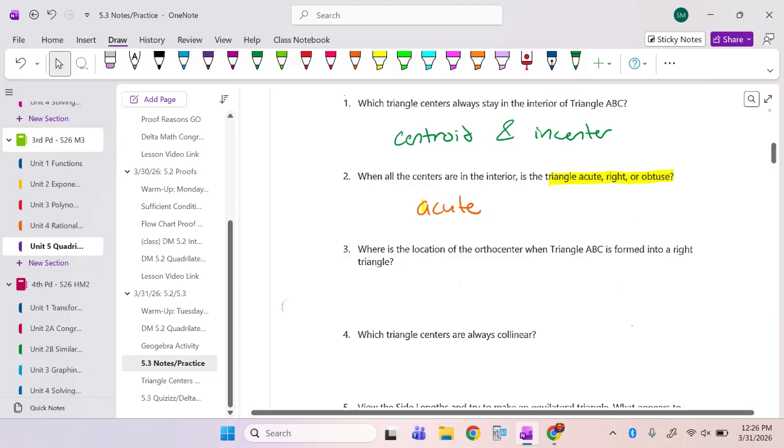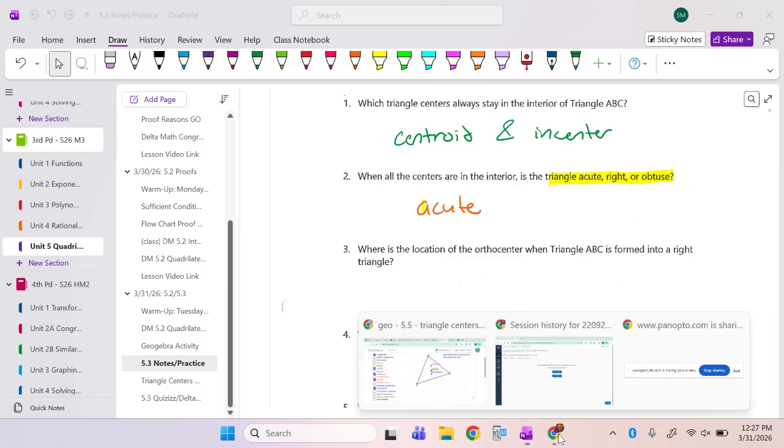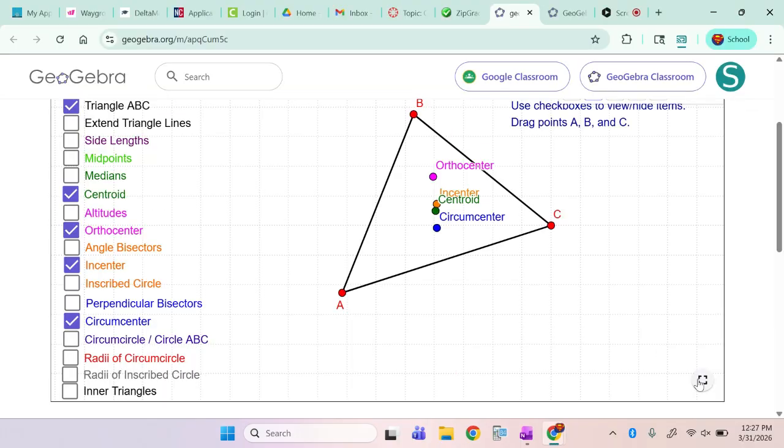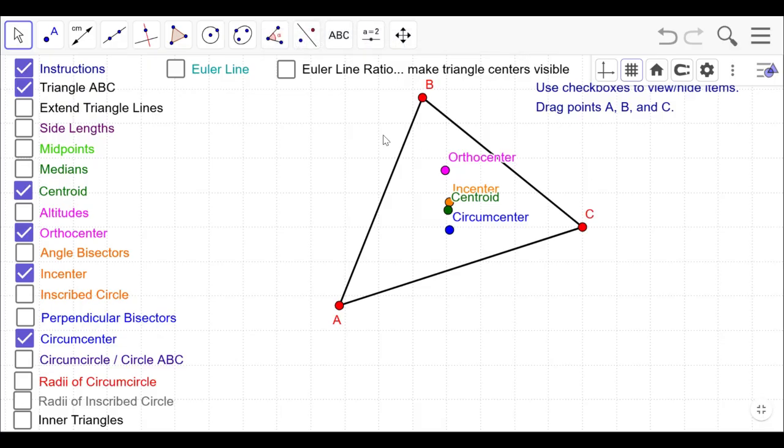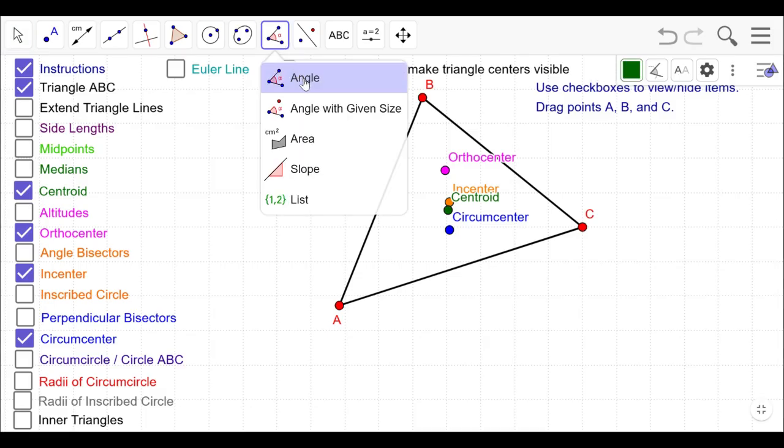Now, where is the location of the orthocenter when it's formed into a right triangle? So before I do that, I need to get some angle measures. So here's what I want you guys to do. So watch me carefully. We're going to do this step by step. First things first, I want you to go up here and click on this little button that has the angles. All right, it's at the very top of the screen. So you got to look above the board. You're going to click this and click angle.